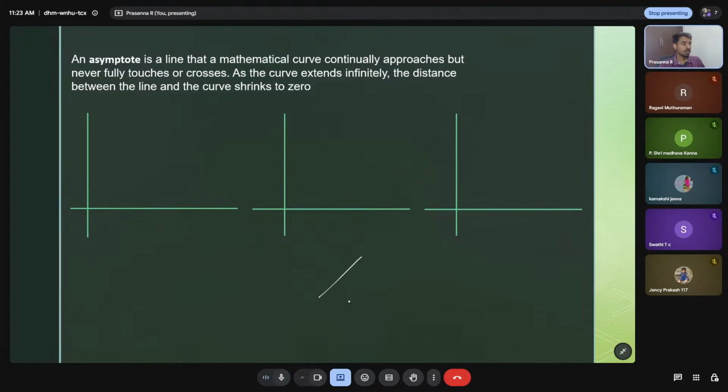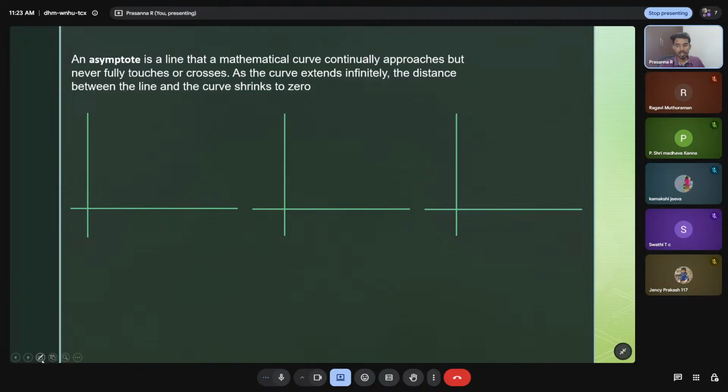A line is said to be an asymptote to the curve if that curve and the line are becoming closer and closer and closer, but they will never touch, right? You can see this curve will be approaching very, very closer to this line, but they will never touch. If this happens, then we say this line is an asymptote for the curve.